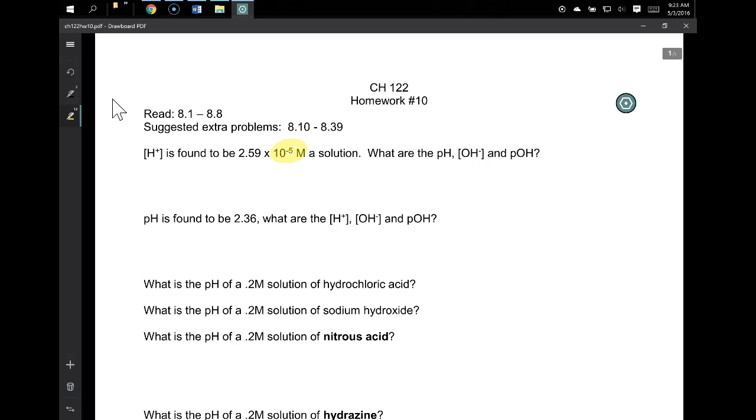Lower, but not 4. Not less than 4. It's got to be somewhere between 4 and 5. Has to be less than 5. Has to be more than 4. Okay. So then, if I punch this into the calculator, what do we get?